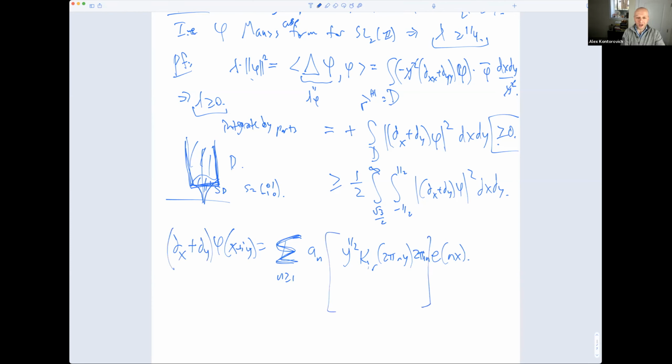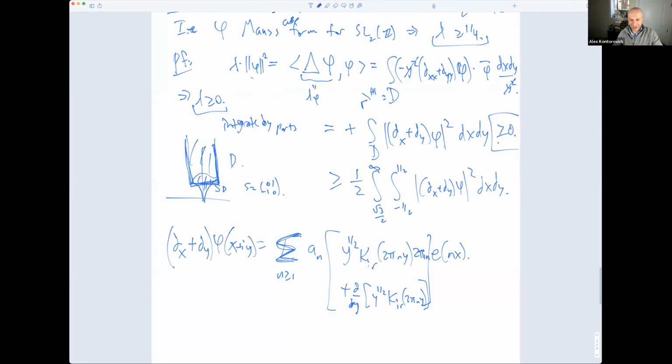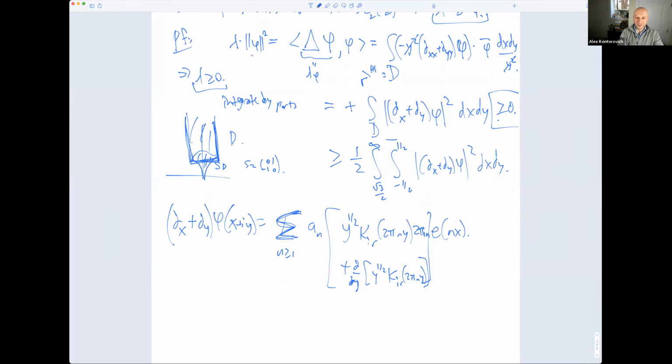If I differentiate in y, I get d/dy of this y to the 1/2 K_ir of 2 pi ny. Whatever that is, I don't even care what that is. So far, so good? Sure. Okay. Let's remember Parseval's identity for this inside thing.